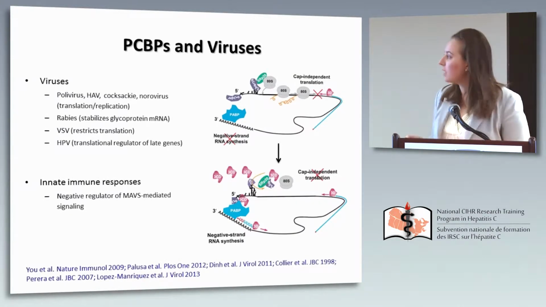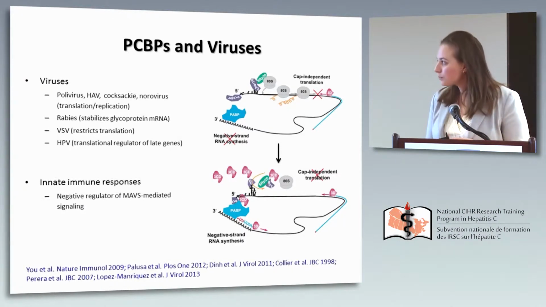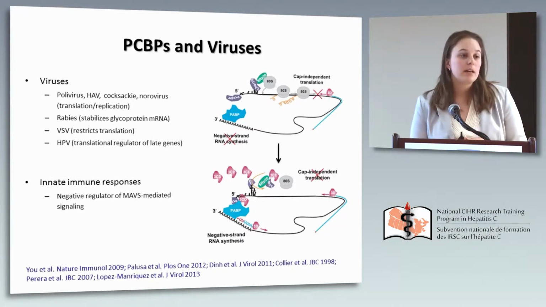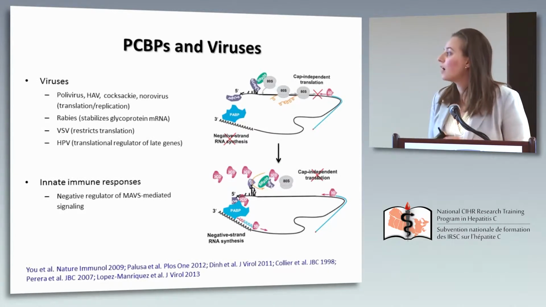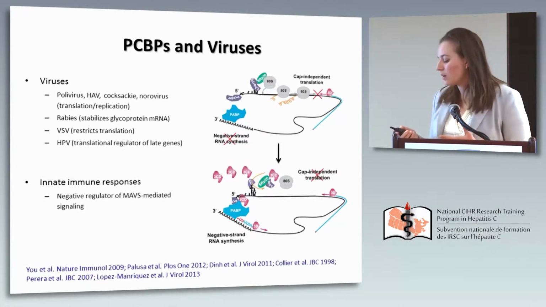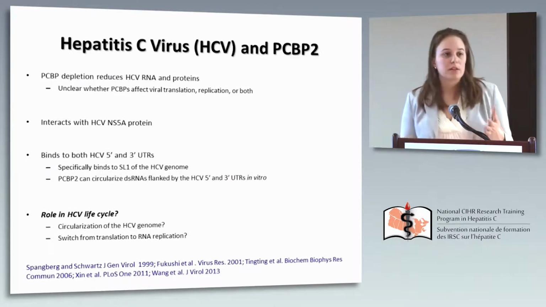It's also been implicated in the life cycle of other viruses like rabies, VSV, or HPV. Finally, a recent study also told us that it is involved in innate immune responses. It's a negative regulator of MAVS-mediated antiviral signaling. So we were curious about whether this might be involved in HCV replication or the switch.